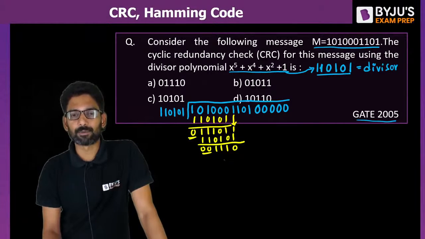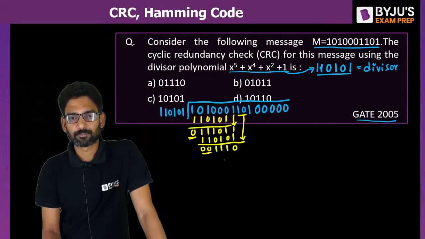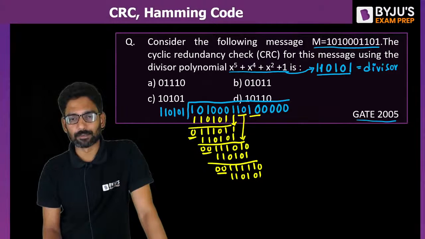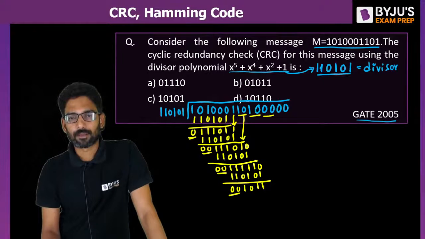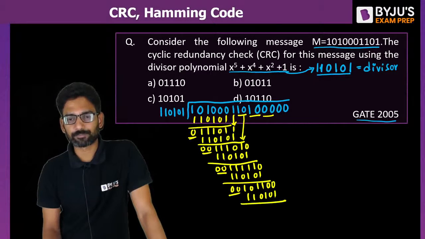Shift these 2 bits and borrow these 2 bits. 1 1 0 1 0 1. It is 0 0 1 1 1 1. Shift these 2 bits and borrow the next 2 bits. 1 1 0 1 0 1. So 0 0 1 0 1 1. So I am doing repetitive XOR with 1 1 0 1 0 1. 0 1 1 0 0 1. 1 bit I shift, borrow 1 bit.